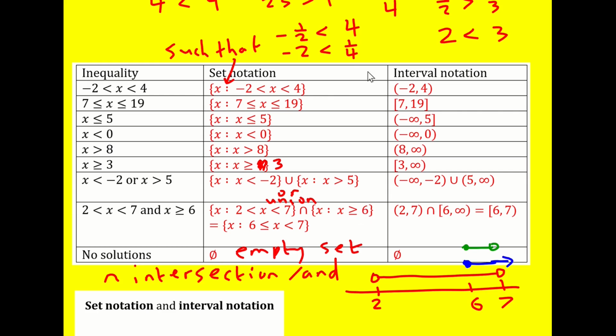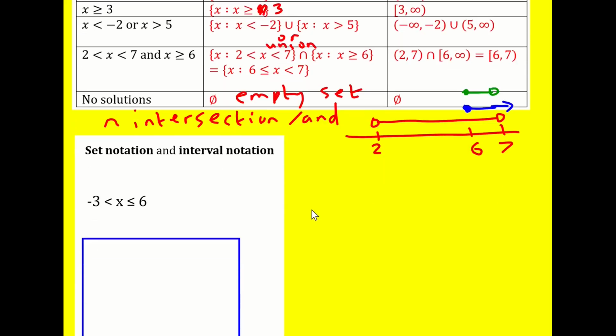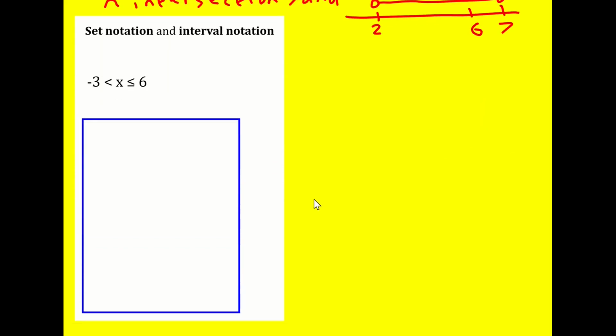Okay, hopefully you're happy with that. Some new types of notation for inequalities. So let me test you on this a little bit further. Let's do both. What's set notation and interval notation for this one? Let's do set notation first.